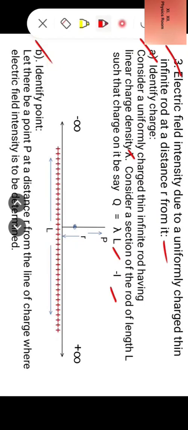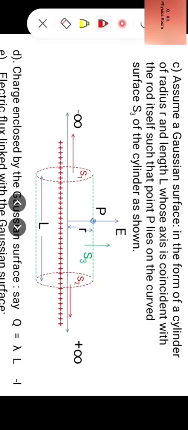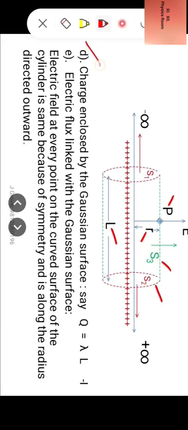B. Identify point. Let there be a point P at a distance r from the line of charge where electric field intensity is to be determined. C. Assume a Gaussian surface in the form of a cylinder of radius r and length L, whose axis is coincident with the rod itself, such that point P lies on the curved surface S3 of the cylinder as shown. D. Charge enclosed by the Gaussian surface, say Q, will be equal to lambda into L. Let us mark it as equation 1, as previously we have marked it as 1.